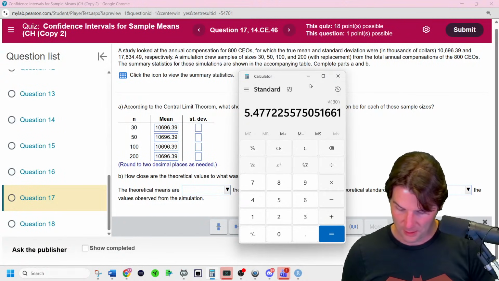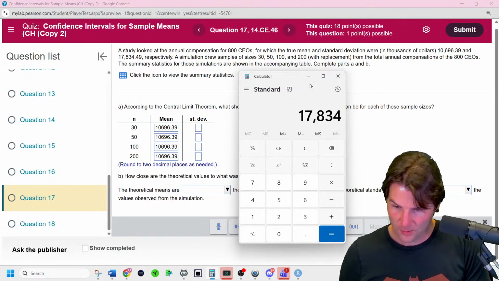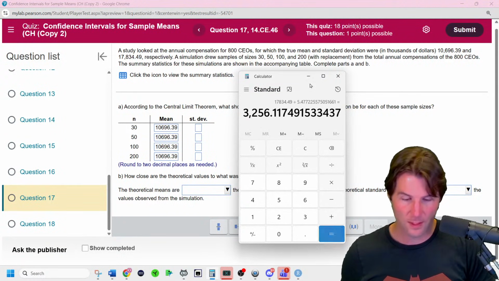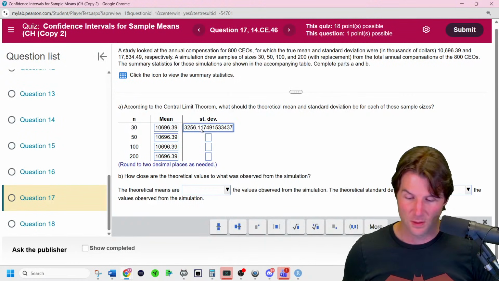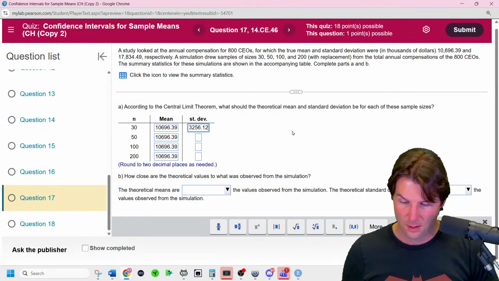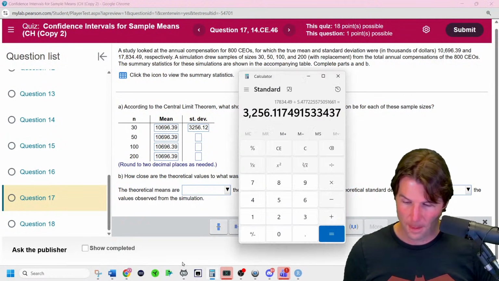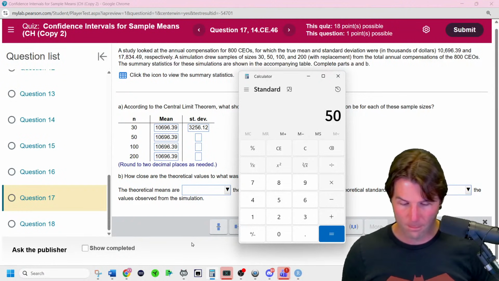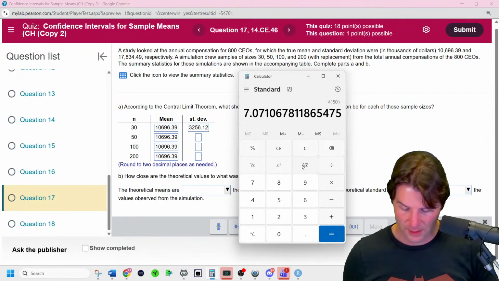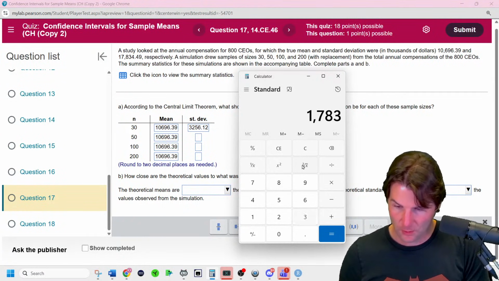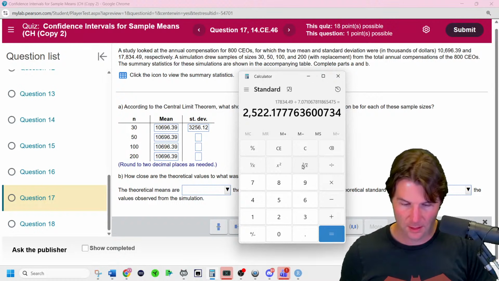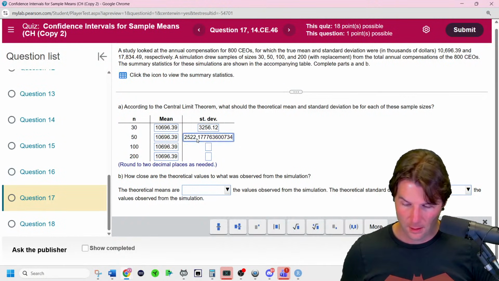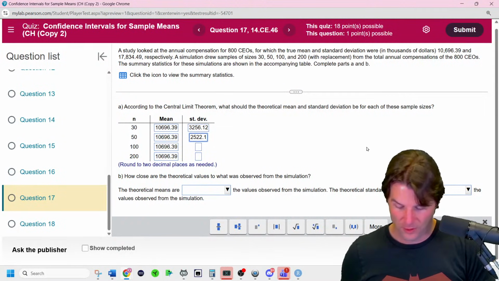So we take 17834.49, divide by that, and there's this. And then we take 50 square root and divide 17834.49, divide by. And there's that. What's the next question, Peyton?